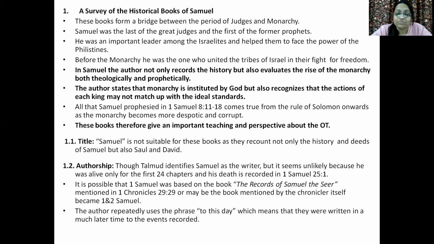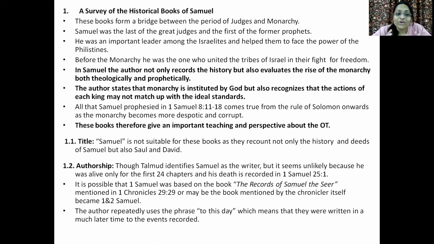So the author states that monarchy is instituted by God, but he also recognizes that the actions of each king may not match up to the ideal standards of God as a king. The kings were human beings, and they were weak and had a lot of weaknesses and flaws in them. So though monarchy was instituted by God, each king, being human, was unable to match the ideal standards of kings according to God.